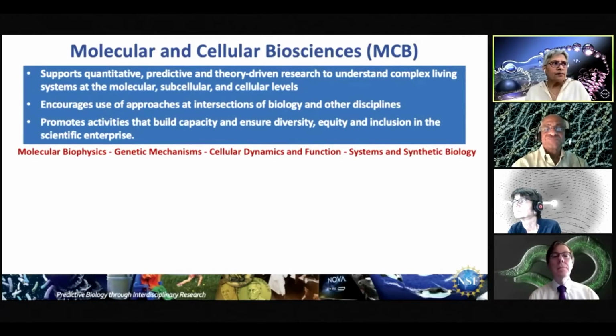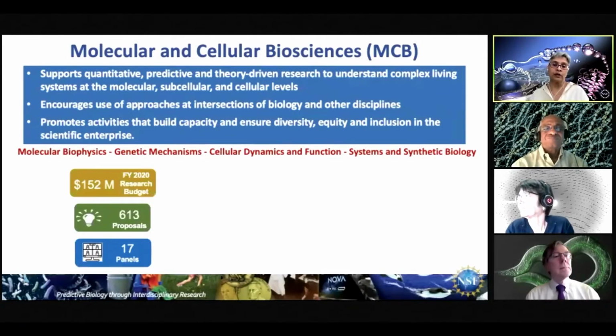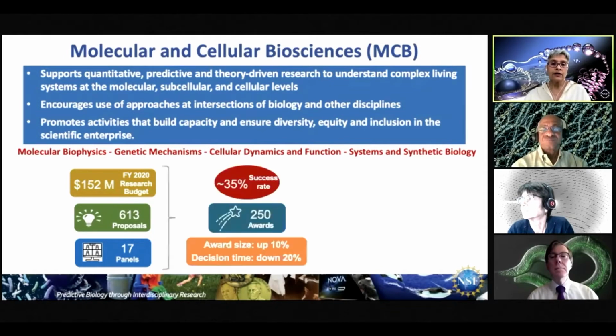Just a little bit of snapshot into what's been going on in the past year. During the pandemic, our proposal review process is being conducted online and continues to be conducted online without any hitch, thanks in no small part to you, the peer reviewing community. In FY20, MCB had a research budget of $152 million. The division received 613 proposals that were reviewed across 17 panels, and the yield was 250 awards, and that's equivalent to a success rate of 35%.